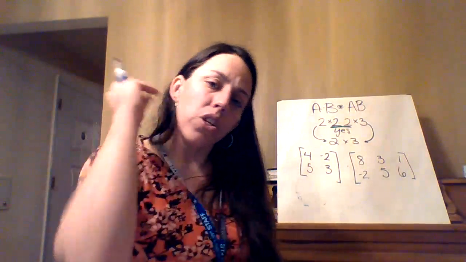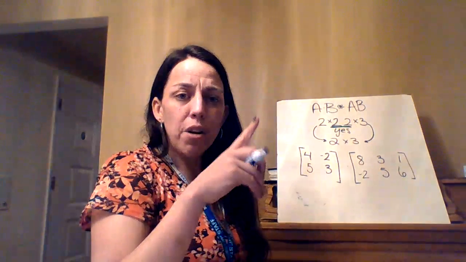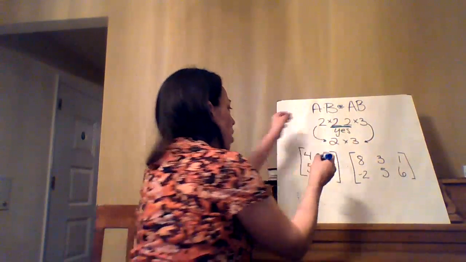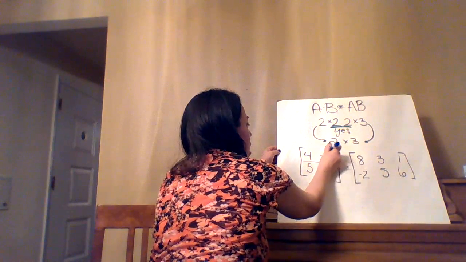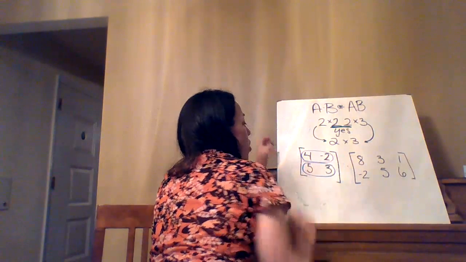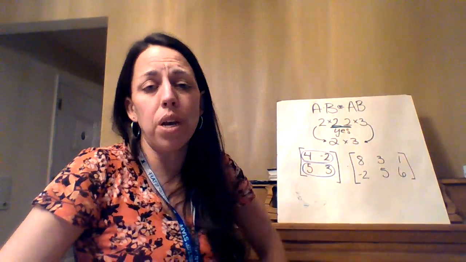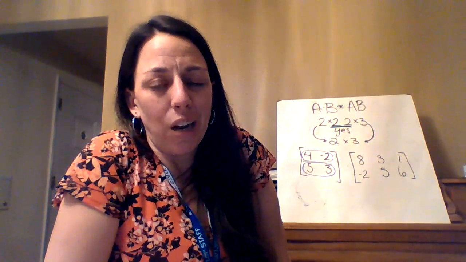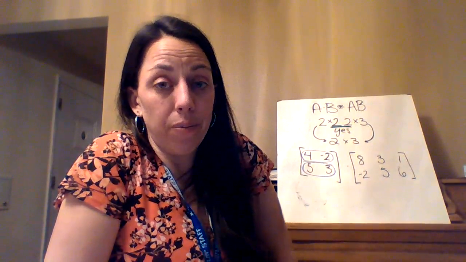Would you please circle entire rows in the first matrix? So this right here is a row. I'm going to circle it. I'm going to circle it. All right, so you have 2 rows. The first row is 4, -2. The second row is 5, 3.